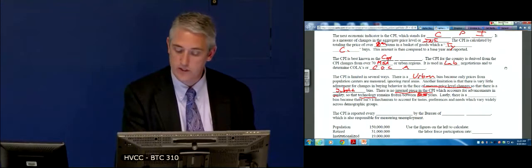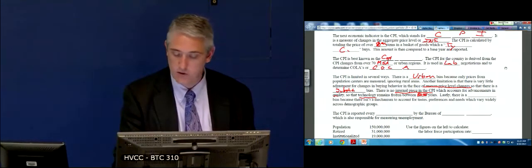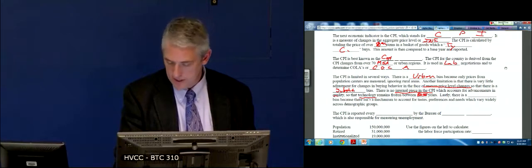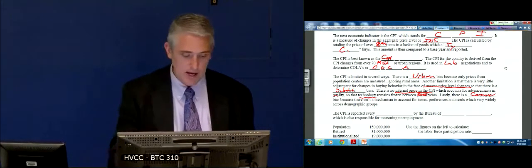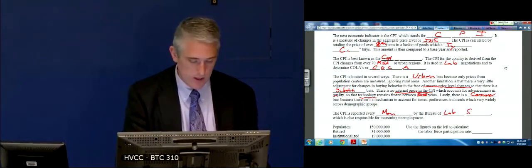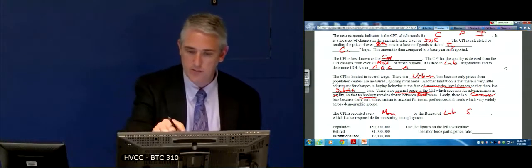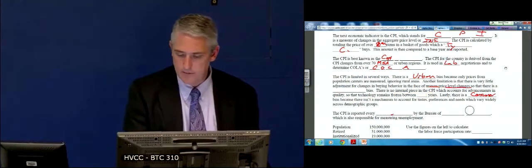Lastly, there's a bias because there isn't a mechanism to account for tastes, preferences, and needs, which vary widely across demographic groups. In other words, there is a consumer bias because no one is the typical consumer. The CPI is reported every month by the Bureau of Labor Statistics, which is also responsible for measuring unemployment. So that helps us with the CPI as a measure of inflation.